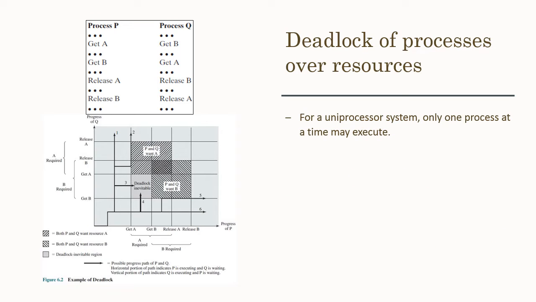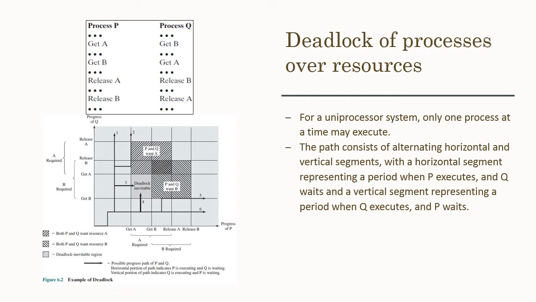For a uniprocessor system, only one process at a time may execute. The path consists of alternating horizontal and vertical segments, with a horizontal segment representing a period when P executes and Q waits, and a vertical segment representing a period when Q executes and P waits. The figure shows 6 different execution paths.